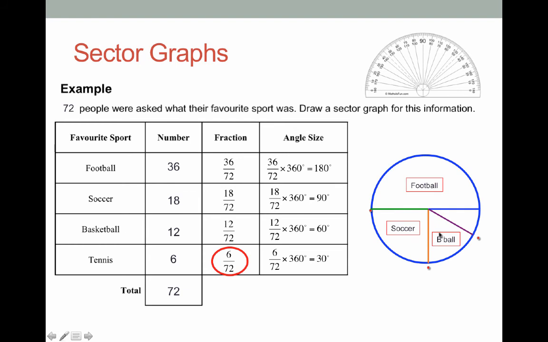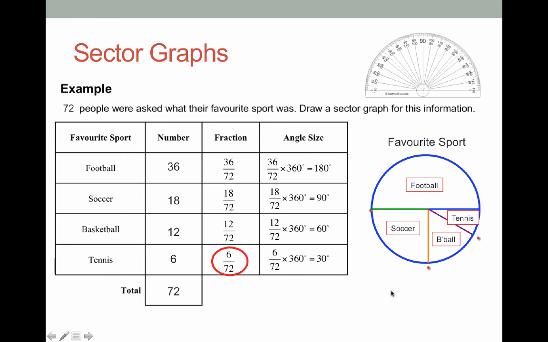Now, I could go to my circle here and I could put my protractor down again, but I don't need to because I've got one sector left. And this, if I measured it up, would be 30 degrees. All I need to do is make sure that I label this tennis, and I've almost completed my sector graph. The only thing that I'm missing is a title, favorite sport, and I'm done.